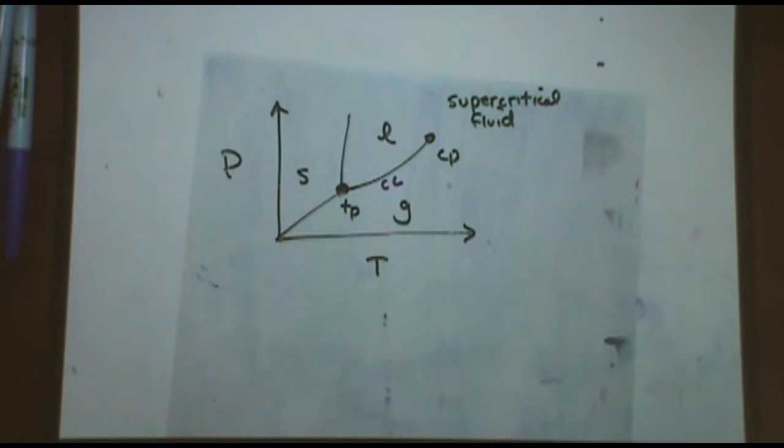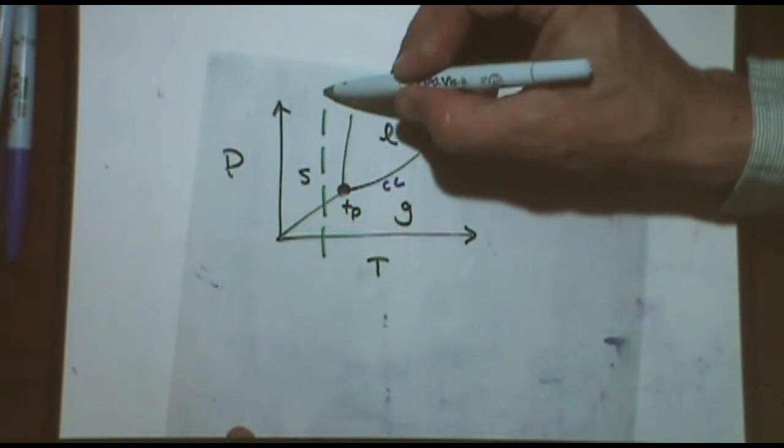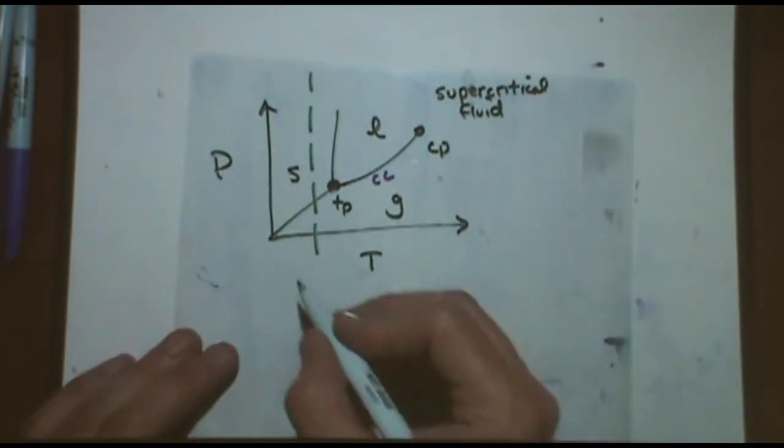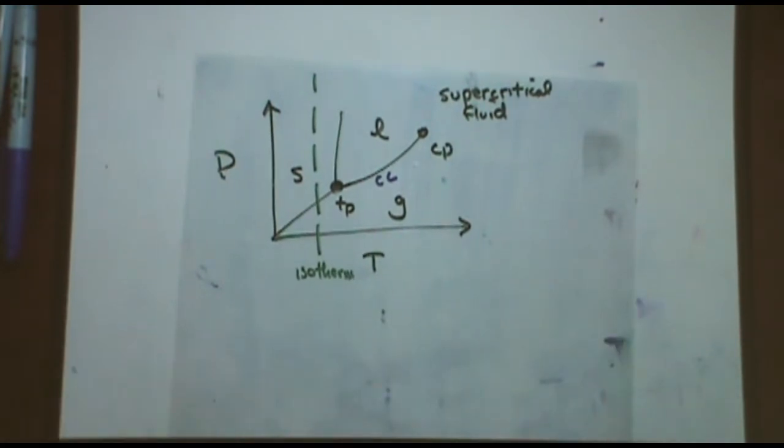You could be asked to draw a line on it. Like let's say you're asked to draw an isotherm that is below the triple point. Isotherm means constant temperature. Isotherm, that's below the triple point. I mean, it could be wherever. This is just a random location.